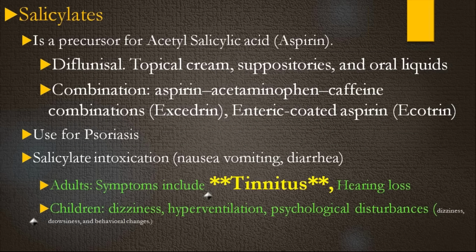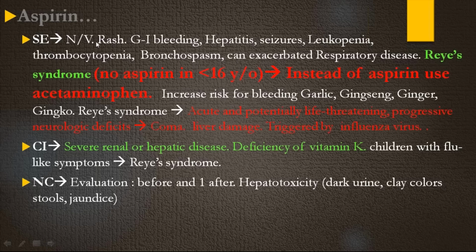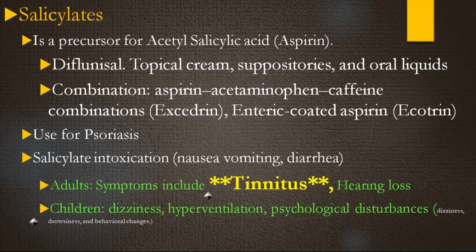All right, so salicylates. What is the difference between aspirin and salicylates? Aspirin is the acetylsalicylic acid. And these are the salicylates, a precursor of the aspirin, the acetylsalicylic acid. Okay, mostly they can be used as a cream. They can be used as a combination. For example, Excedrin that is used for migraines, Ecotrin that is an enteric coated aspirin. So salicylate or aspirin toxic levels can lead into tinnitus.